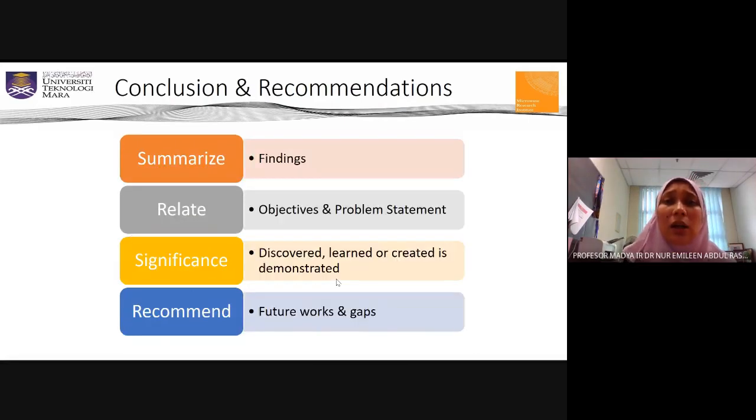Okay. Conclusion and recommendation. So summarize the finding. So relate objective and problem statement. Significance, discovered, learned and created is demonstrated, and recommend future works and gaps. So ini yang kita tengok kalau dalam conclusion and recommendation.